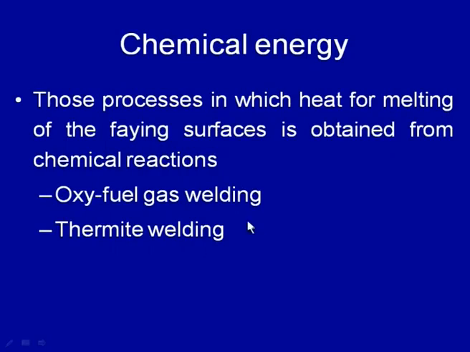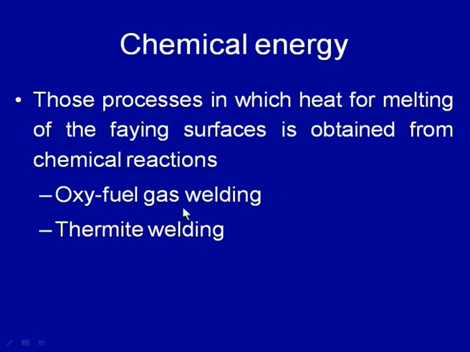So, the first criterion is chemical energy based: those processes which use chemical energy for developing the heat required for melting the faying surfaces, obtained from chemical reactions. For example, the welding processes which use chemical energy for developing the heat for melting the faying surfaces are the oxy-fuel welding processes or thermite welding processes.